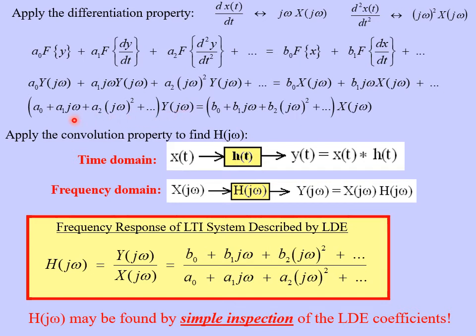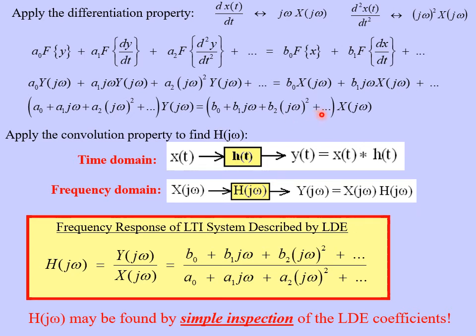So what's left? Well, we have all the coefficients: a naught plus a1 times j omega plus a2 times j omega squared, and we keep going if needed. On the right side, all the terms will have an uppercase X, so factor that out, and we have b naught plus b1 j omega plus b2 j omega squared, etc. All right, we're almost there.